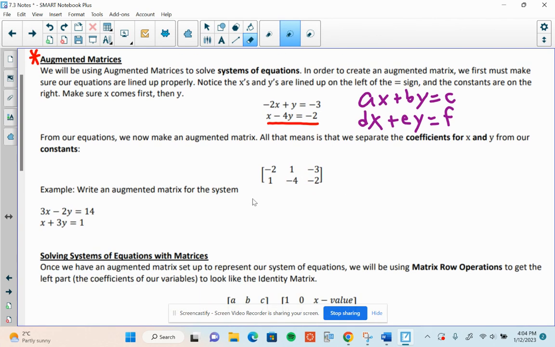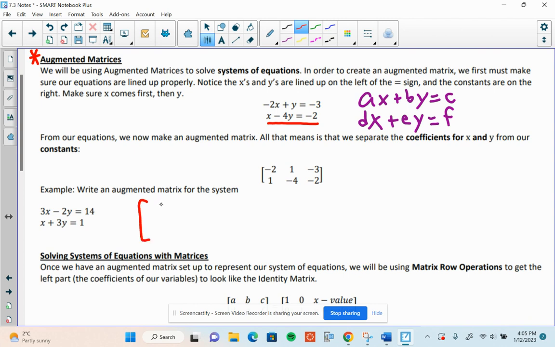Okay? So we're going to do one example here. We're going to write an augmented matrix for the system. So notice that everything is lined up. There's the x's, there's the y's, there's the equal signs, there's the constants. You need to make sure everything is in standard form. And then we're going to write our augmented matrix.